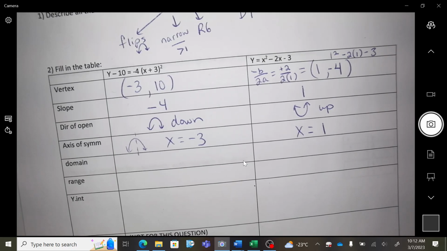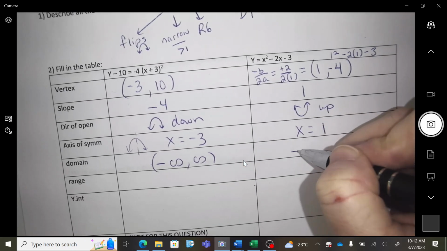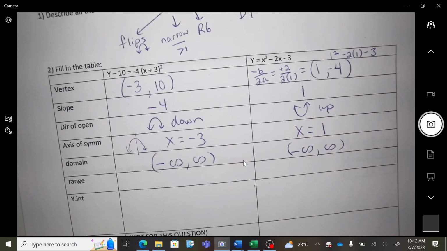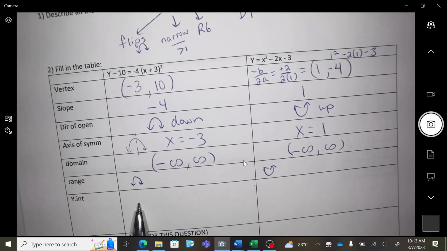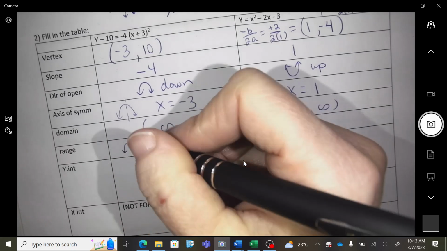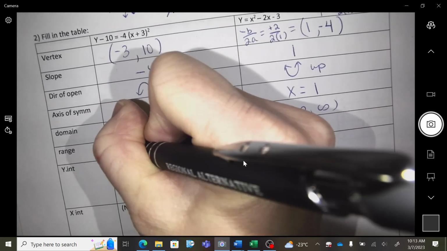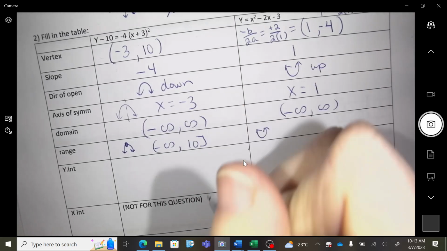Domain is the same. What is it always? From negative infinity to positive infinity, forever left and right. Okay, the range. So I'm a visual learner, so I'm just thinking about this. This is what it looks like. This one was flipped down. So what is the low? What's the lowest this goes? -infinity to a height on the top of 10, square bracket.